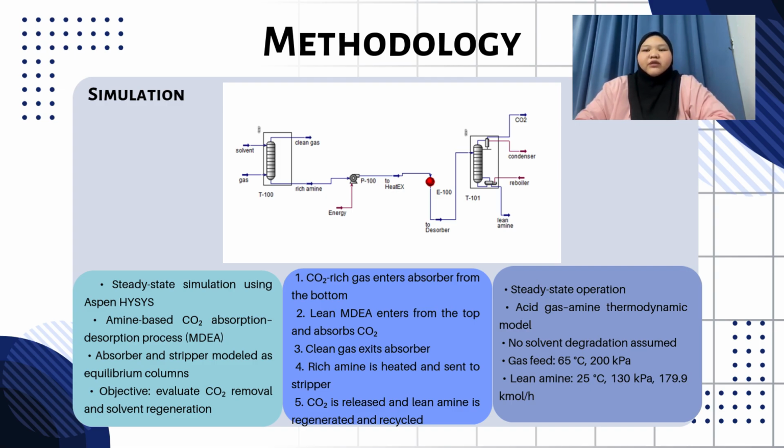The amine solvent flow rate plays a key role in linking absorption and regeneration. At a solvent flow rate of 179.9 kmol per hour, sufficient active amine was available to absorb CO2, while regeneration in the stripper required a reboiler duty of approximately 8.79 × 10^6 kJ per hour. This indicates that higher absorption efficiency is achieved at the expense of increased energy consumption. Overall, the results demonstrate that absorber temperature, pressure, and solvent flow rate strongly influence CO2 removal performance and energy demand. The successful regeneration and recycle of the amine solvent confirm that the simulated process is feasible for continuous CO2 capture operation.